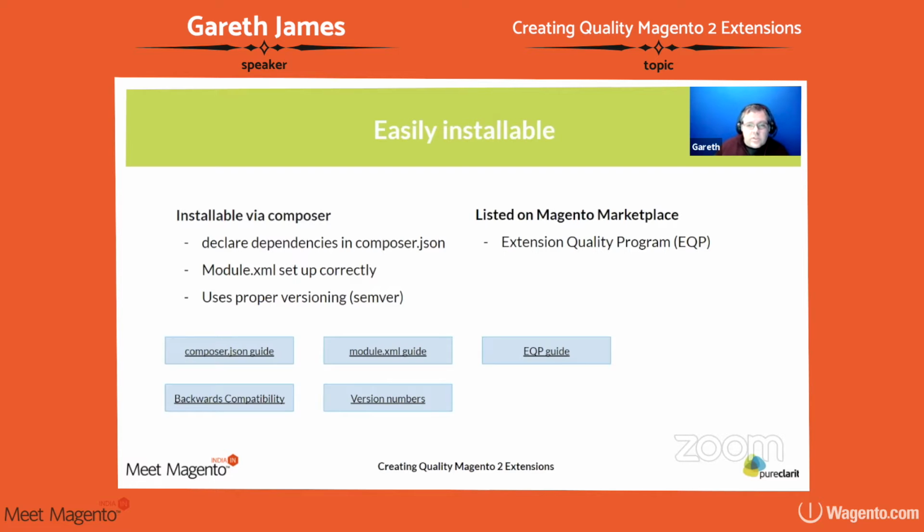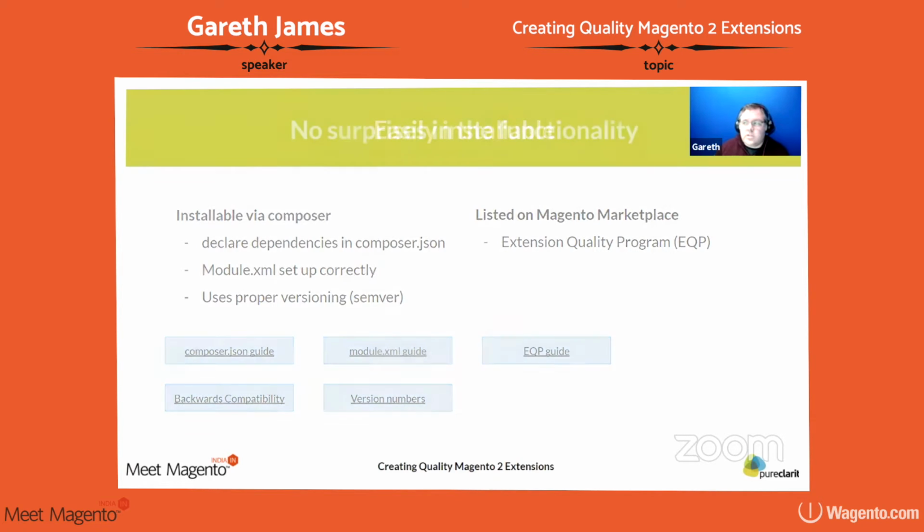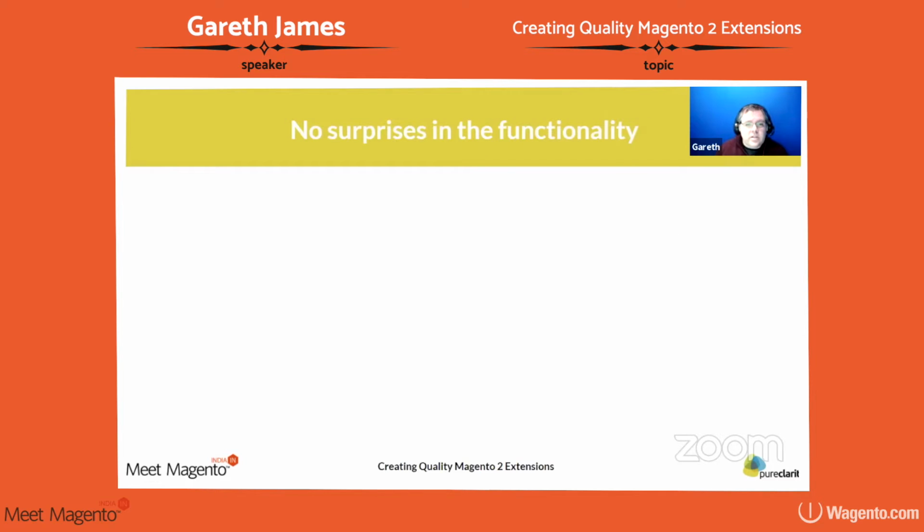So once my module's installed, what should actually happen? First of all, there should be no surprises. This starts with it only doing what you advertise it does. This means there should be no hidden, undocumented, or just random features.